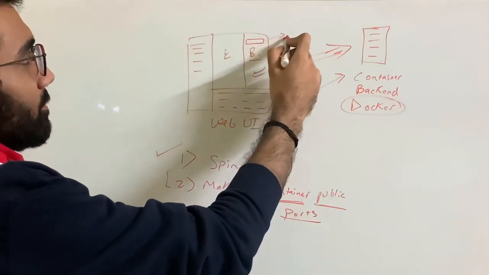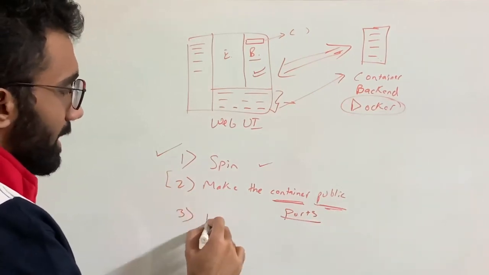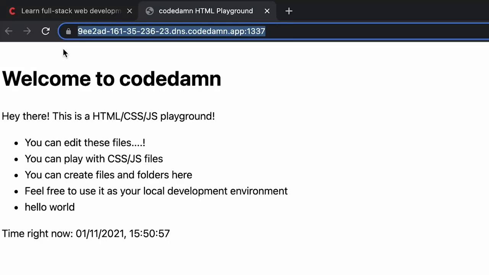Now this URL is something special because it allows us to connect the internet to the container. If you look at Codedamn's URL in the browser, you would see something like the container ID, the IP address, .dns.codedamn.app, and then a port number, whether that's 1337 or 1338, any sort of port number. This part is the container ID which we pass, a string of about 6-7 characters, and this part is the IP address of the container.